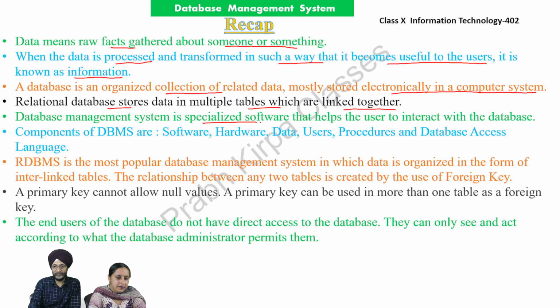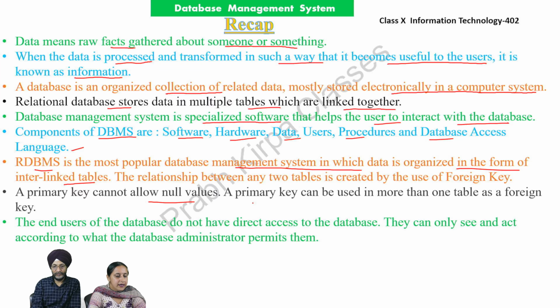Database management system is specialized software that helps the user to interact with the database. Components of DBMS are software, hardware, data, user, procedures, and database access language. RDBMS is the most popular database management system in which data is organized in the form of interlinked tables. The relationship between any two tables is created by the use of a foreign key.